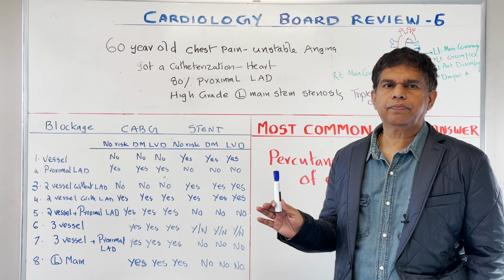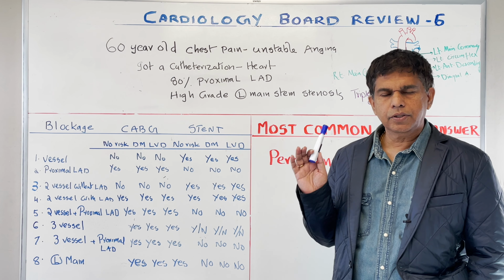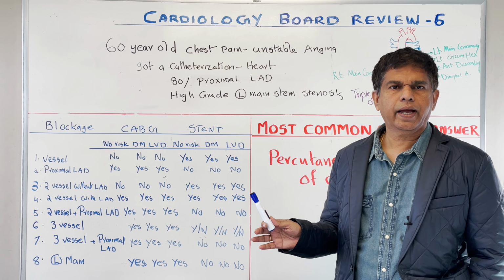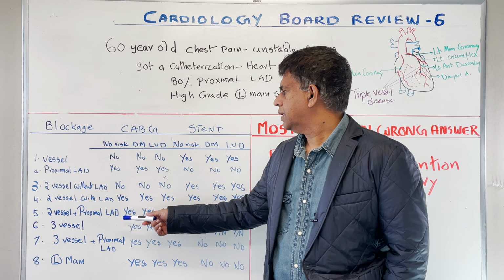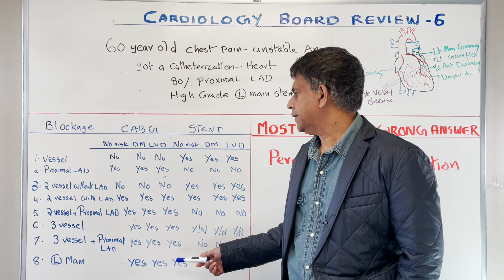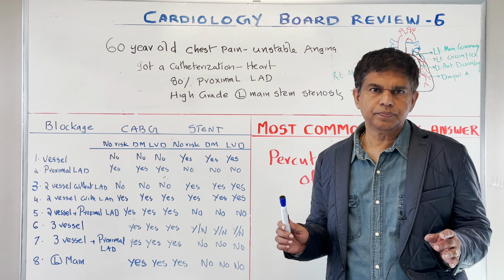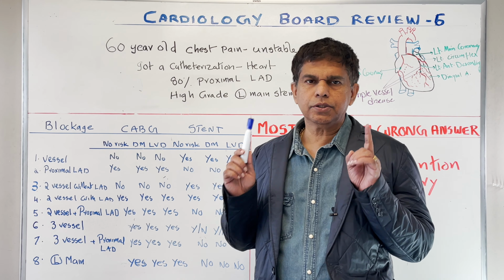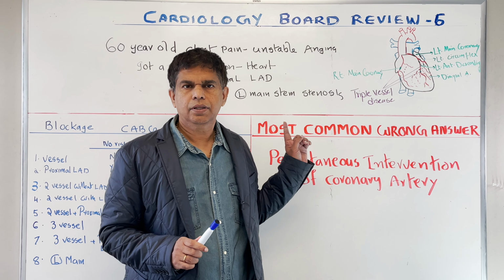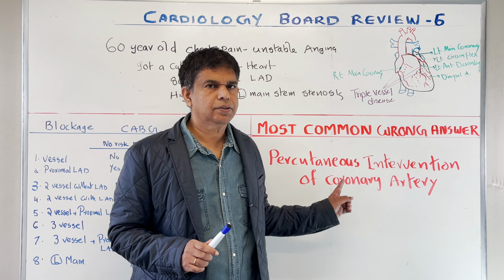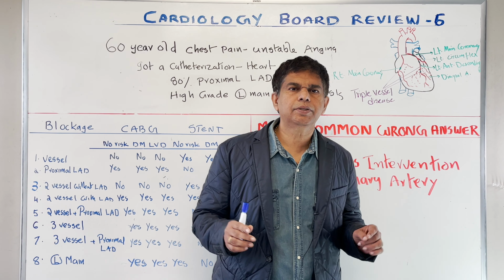So be careful. When you have proximal LAD and left main stem disease, your options are limited. You have to go for CABG. And then you have some other indications right here: two vessel with proximal LAD, three vessel disease with proximal LAD, and all of the other indications. So just remember, don't pick this wrong answer, PCI. That's what everybody usually picks, and it is the wrong answer. You have to know the difference between when to do CABG and when to do PCI.